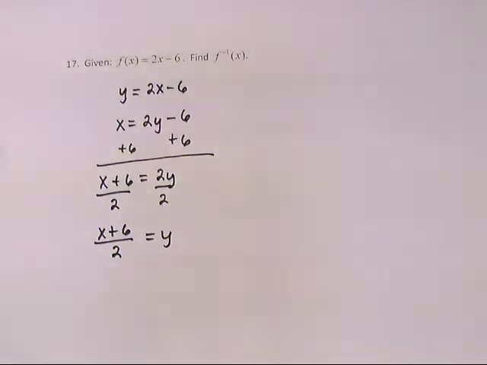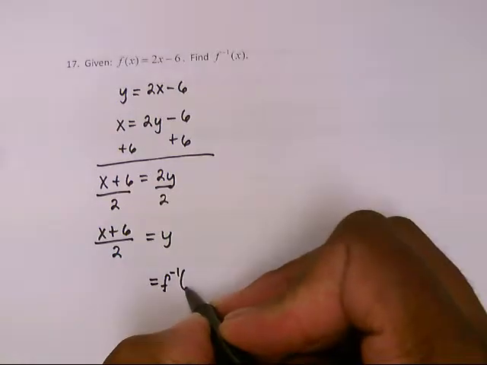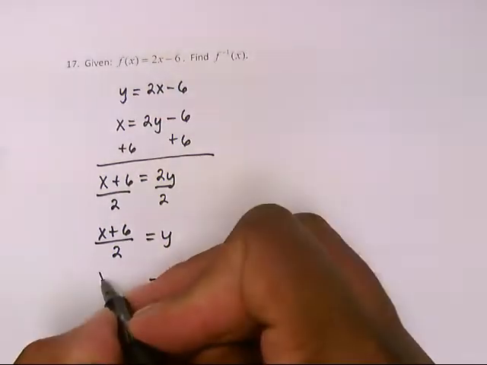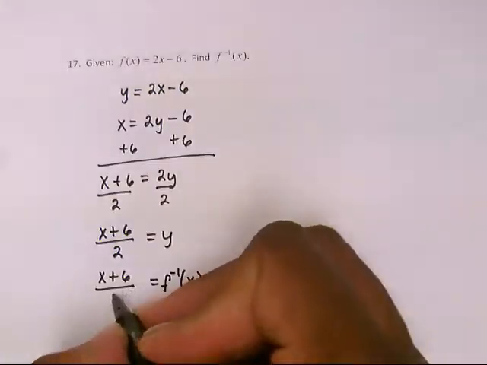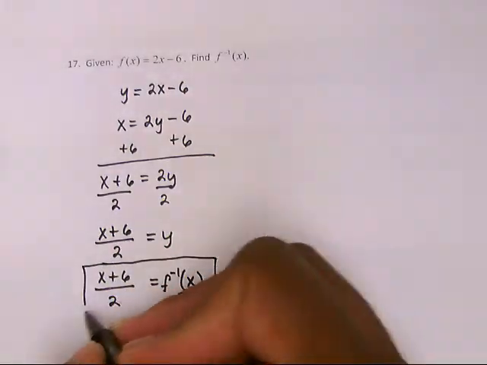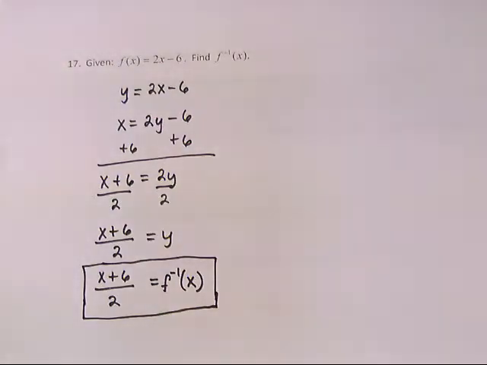Now the final step would be to replace that y with this notation, f inverse of x. So here f inverse of x will be x plus 6 all over 2. So this is what your inverse function for f of x equal to 2x minus 6 will be. F inverse of x will be x plus 6 all over 2.